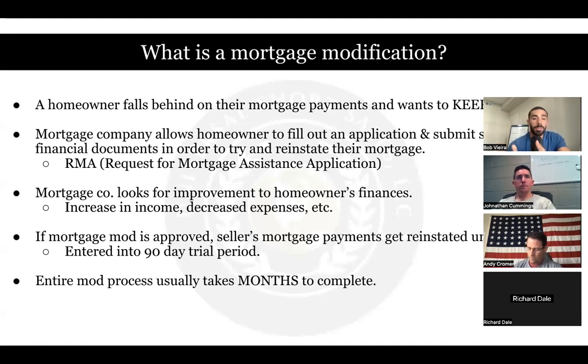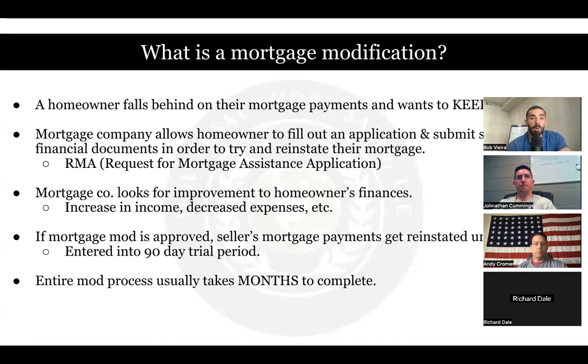So what the bank is actually looking for is an improvement in the homeowner's income and overall finances. So, okay, you're falling behind on your mortgage. Well, has your income increased? Have your expenses decreased? Maybe you're paying less rent in your business. Maybe your utilities are down. They're looking for any type of improvement for them to say, yes, we're going to let you reinstate your loan, give you a second chance, and stay in the property.